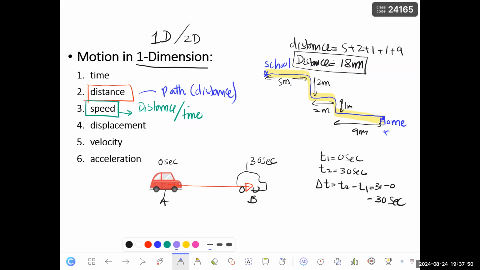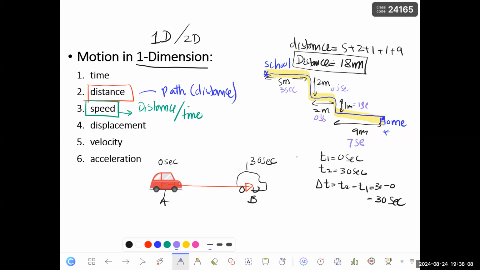Let's suppose in this example, let me add something here. You take 5 meters and it took you 3 seconds. This one takes you 0.5 seconds. This one takes you 0.5 seconds. This one is taking you 1 second. This one is taking 7 seconds.